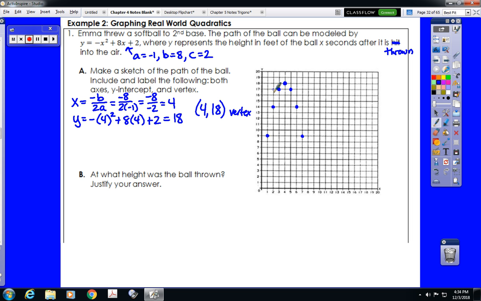Out 1, down 1, out 1, down 3. 1, 2, 3, 4, 5. Oh, that's what I'm doing wrong. I'm only going down 6 in my head. Okay, so we need to go out 1 and down 7. Again, we're going down 1, down 3, down 5, down 7. That's the pattern. Okay? So we're going to then sketch that graph by going through those points.